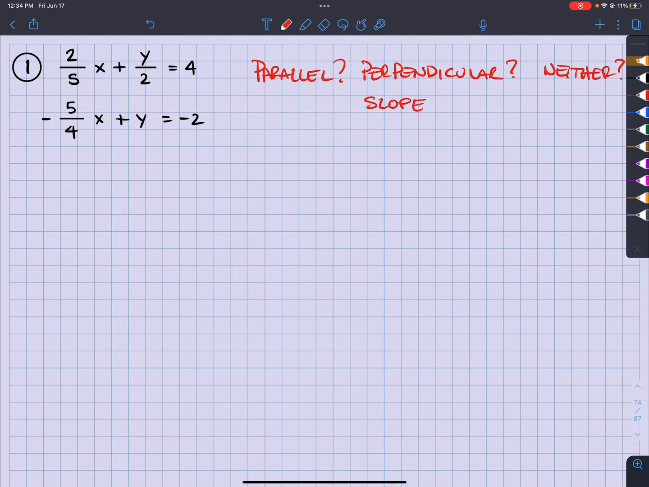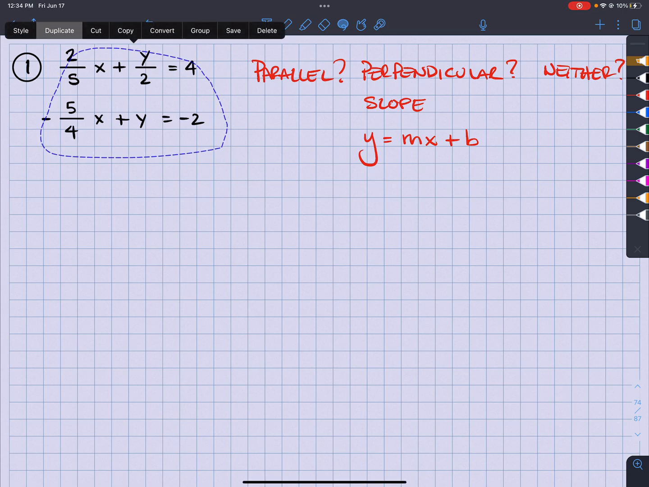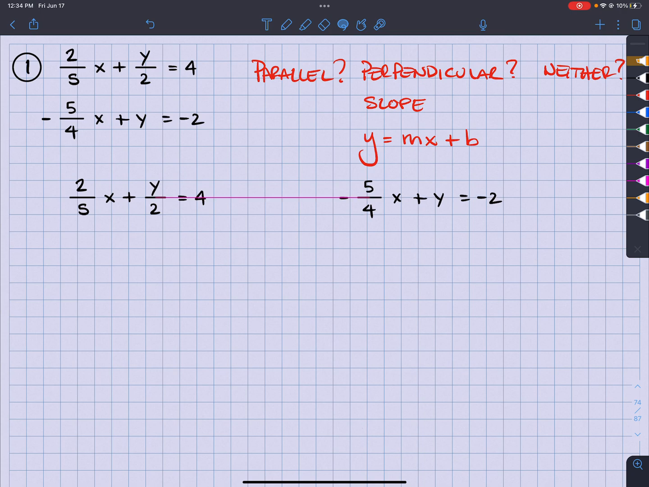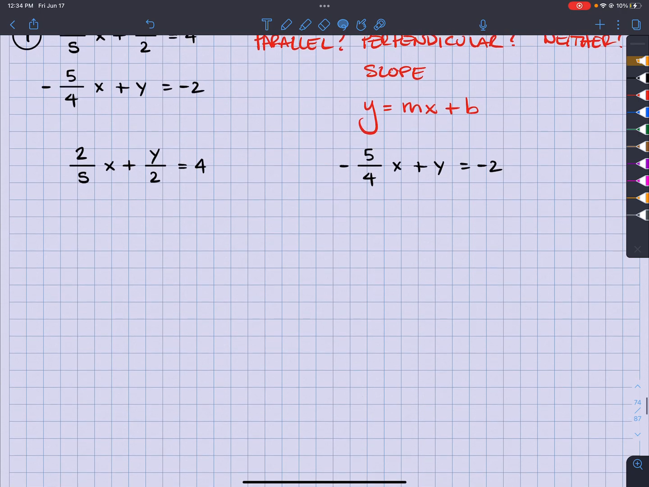In order to know what their slope is, we're going to take these equations and get the y by itself. And once we get the y by itself, now we can go ahead and compare the two slopes. So let's take these two equations here and get the y by itself. Let's separate these two.